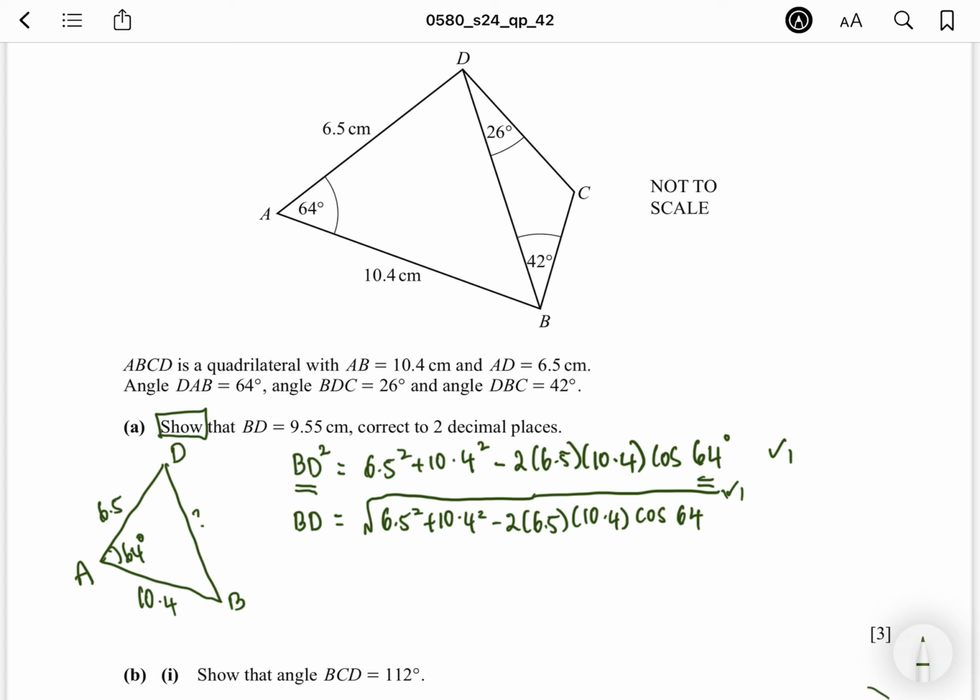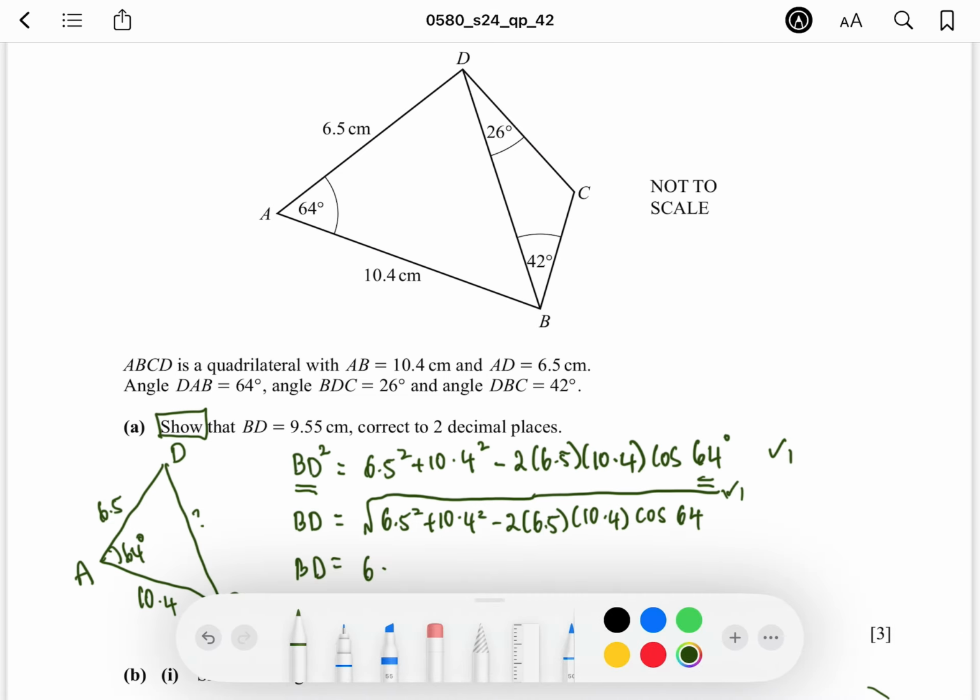You can practice using your calculator. Whoever is watching this video can pause. Okay, if teacher continues, you would get 9.55.